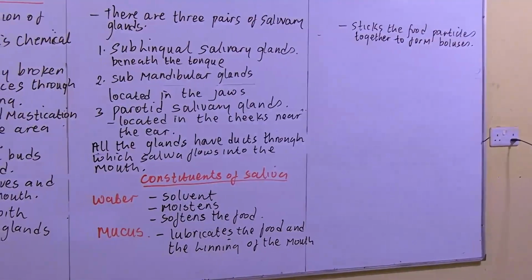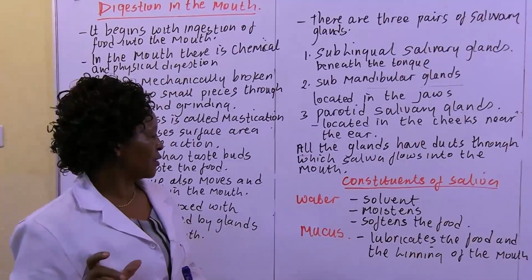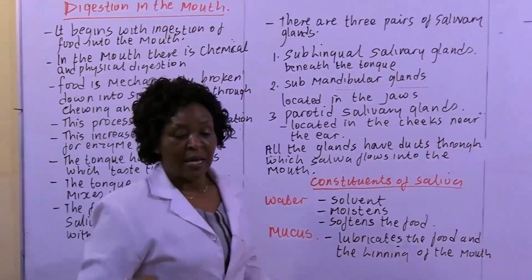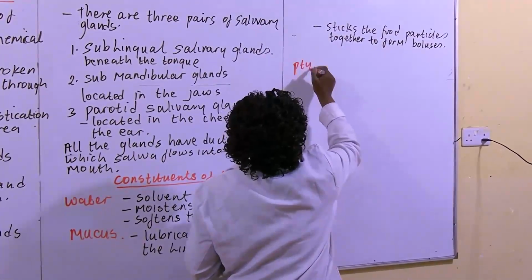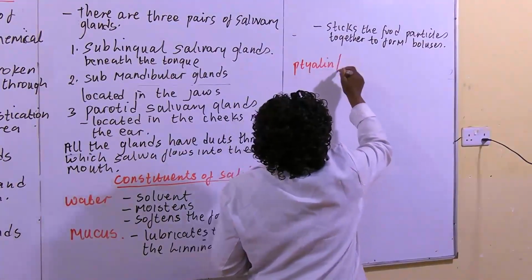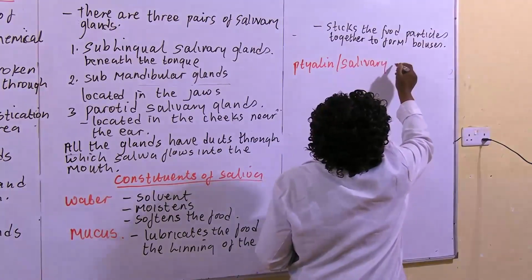Then a third constituent or substance that is found in saliva is salivary amylase.